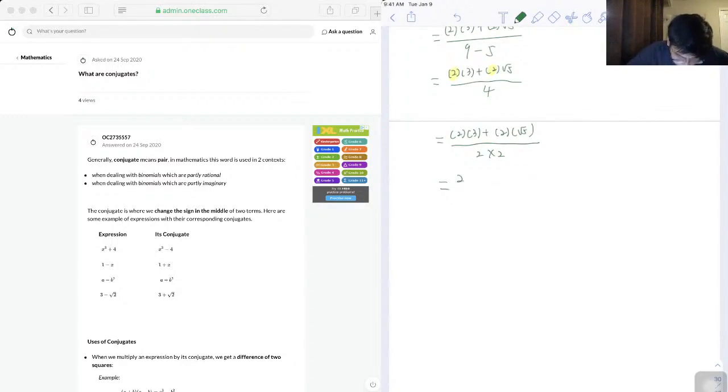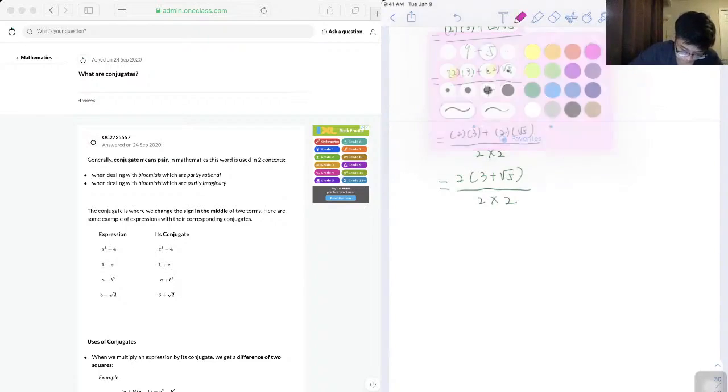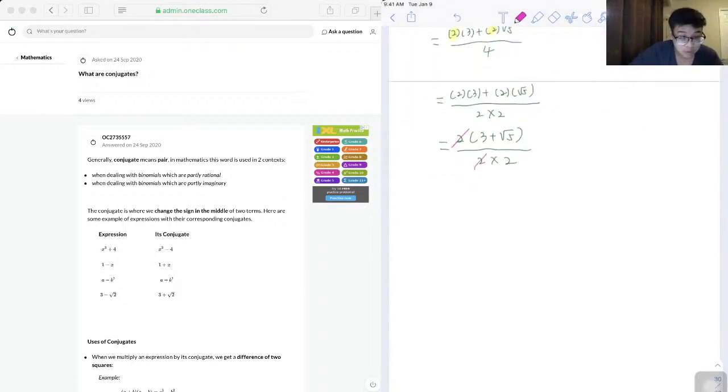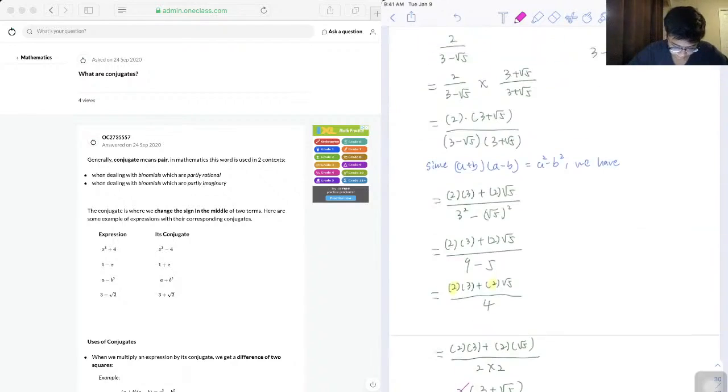So 2, we take a common 2 out, and 3 plus root 5 is what we have left in the bracket, over 2 times 2. So here we can get rid of the 2. So our answer becomes 3 plus root 5 over 2. And yeah, I think that's the end of this answer.